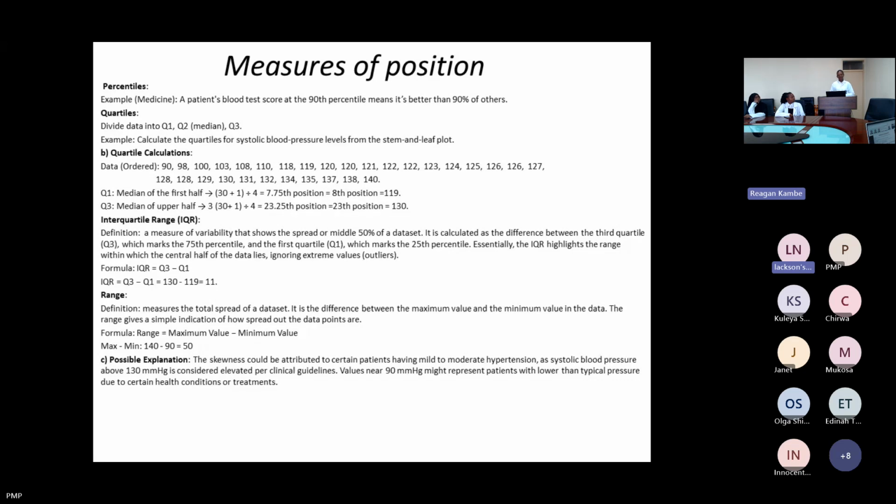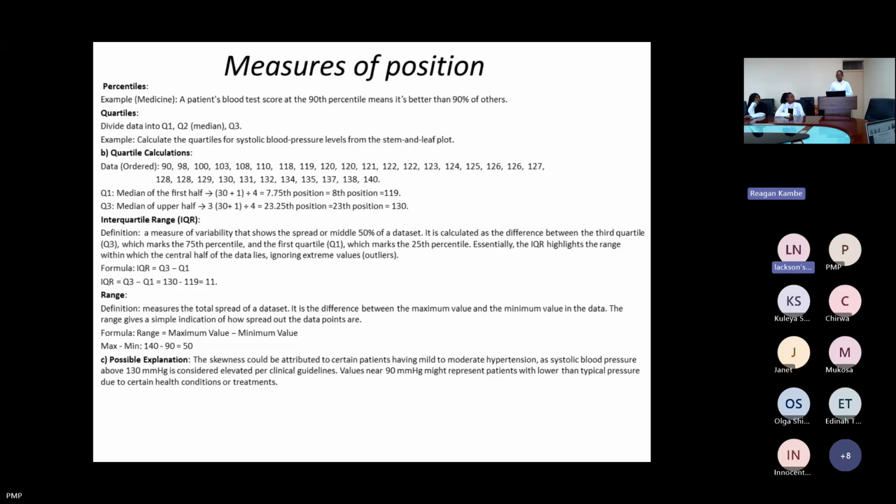In this case, our n is the same number, which is the number of the patients, plus 1. We calculate it, and it will give us 23.25, which is approximately the 23rd position, and it gives us 130. From there, we are then able to calculate the interquartile range.